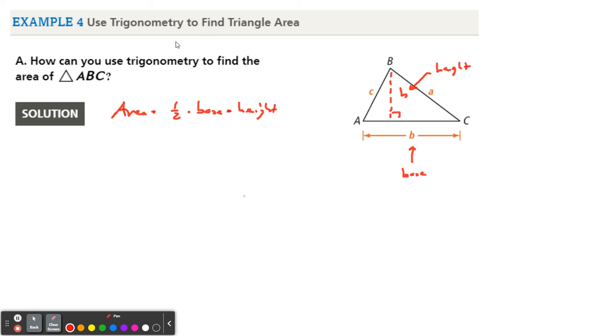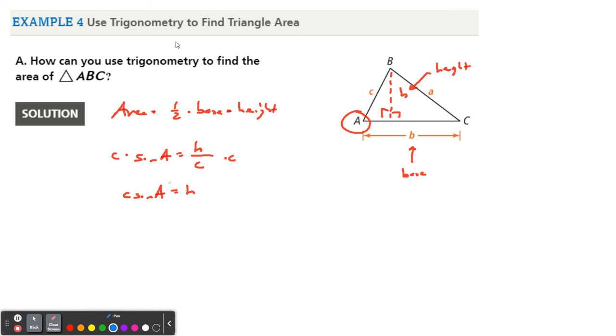But now I wonder if we can, instead of using H, because H was not one of the given letters, use something else to find an expression for H. What we're going to do is use sine of A. So sine of A equals, in this right triangle here on the left, the opposite side of angle A is H. The hypotenuse is C. I want to get H by itself, so let's multiply both sides by C. So C sine of A equals H, your height.